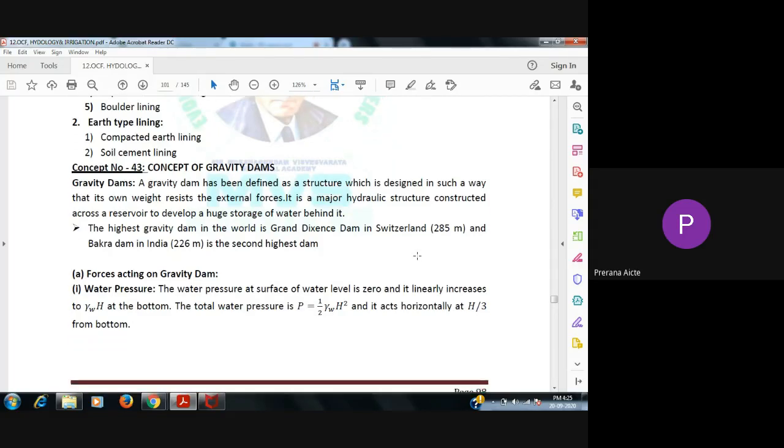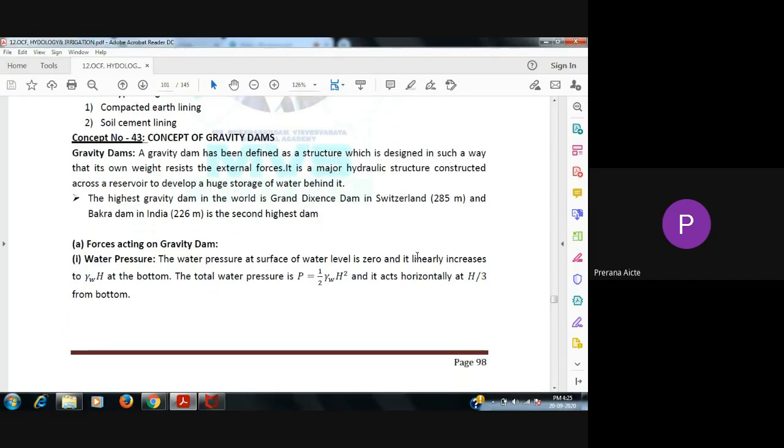Then gravity dams. What is meant by gravity is self-weight, that's all. A gravity dam is defined as a structure designed in such a way that its own weight resists the external forces. That's why it's called a gravity dam. If asked why a dam is called a gravity dam, you have to give the answer straight away like that: the gravity dam is designed in such a way that its own weight resists the external forces.